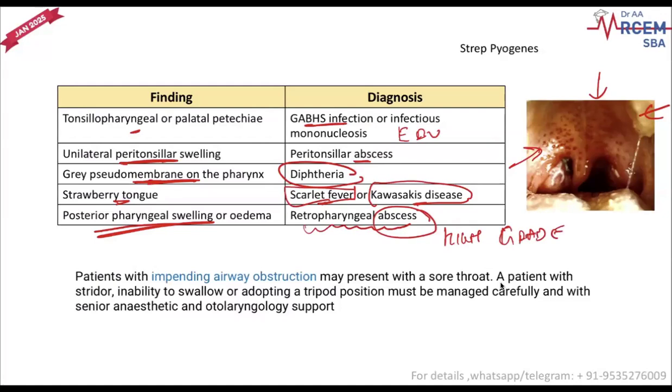Sometimes a patient might present to triage just saying that he has a sore throat, but there might be an impending airway obstruction, suggested by a tripod position. Drooling of saliva might be present. Mom has brought a 3 year old kid who is in the tripod position, drooling of saliva. Mom might just say that there is a sore throat. So be aware of picking up these critical cases and shifting them to resuscitation as soon as possible.